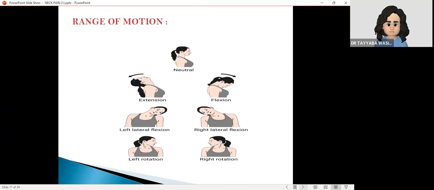Then comes the range of motion. As seen in this picture, in the cervical vertebra, the normal range of motion is flexion, extension, right rotation, left rotation, left lateral flexion, and right lateral flexion. And if there is a problem in any of these ranges of motion, we have to assess regarding the cause.